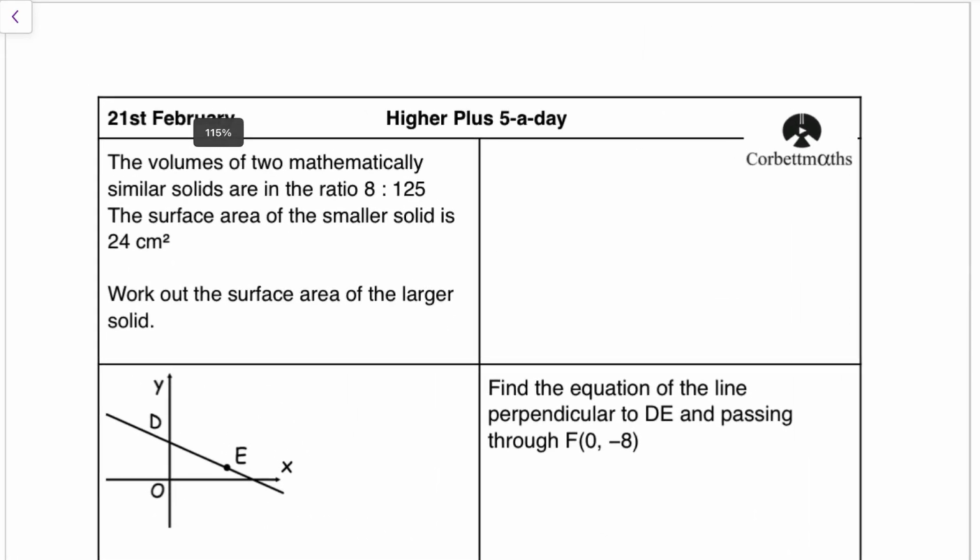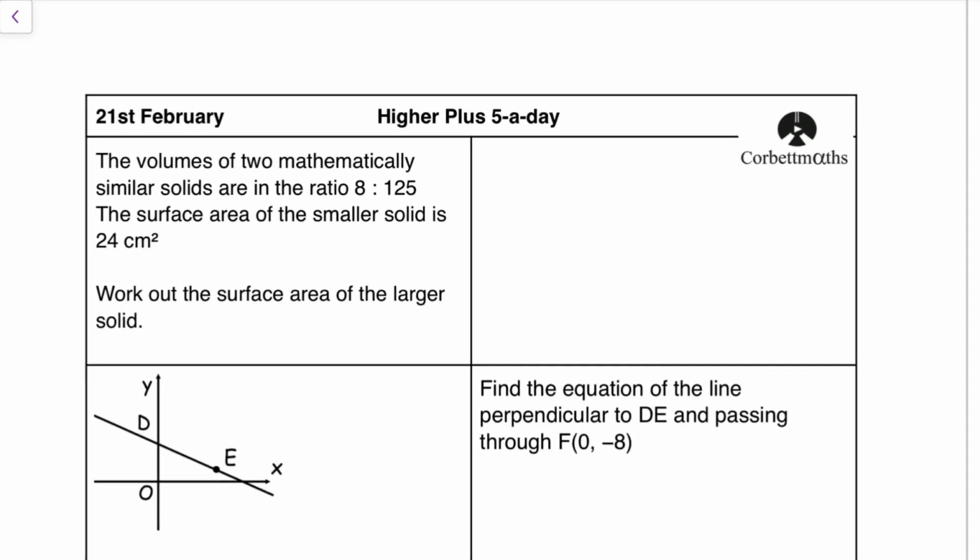Let's have a look at this first question. Okay, so what do we have? The volume of two mathematically similar. Similar is clearly the key word to this question, because similar isn't an English word, it's a maths word, meaning I can use scale factors. Let's write this down as we go: length, area, volume. I may not use them all, but that's fine. The ratio is 8 to 25, which means to get from the small one to the big one, I'll multiply by 125 over 8.